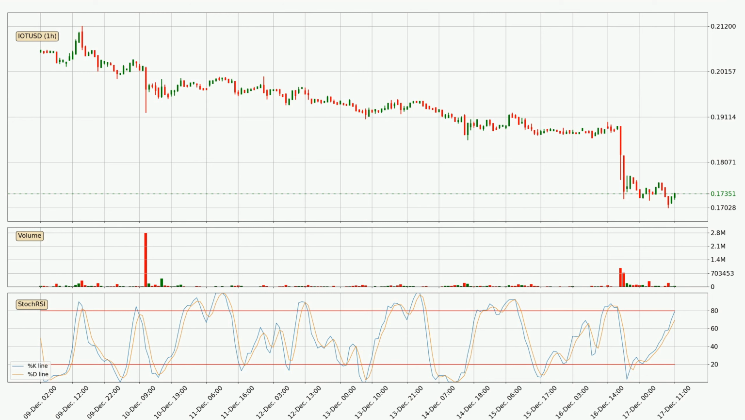When we now look at the current hourly Stochastic RSI, it currently shows no overbought or oversold conditions, but the %K line is over the %D line, which means the current trend is to the upside.